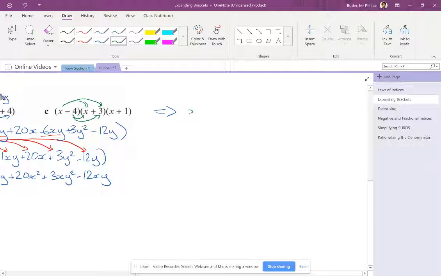x times x is x squared. x times 3 is plus 3x. Minus 4 times x is minus 4x. Minus 4 times 3 is minus 12. Put it in brackets. Don't lose the brackets because you still got to multiply by x plus 1. Simplify the middle two, and we're left with, in brackets, x squared minus x minus 12, close bracket, open bracket, x plus 1, close bracket, expand.